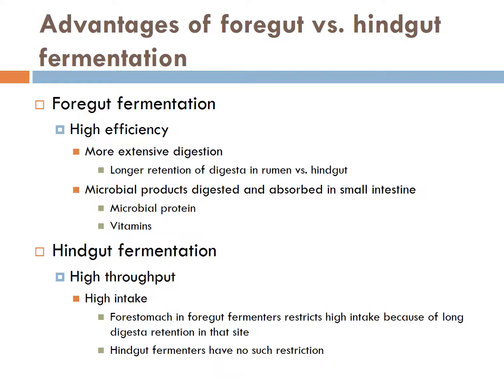In contrast, hindgut fermentation is a high throughput strategy. Hindgut fermenters are able to sustain high levels of intake. The forestomach in foregut fermenters restricts high intake because of long digesta retention in that site. The forestomach serves as a bottleneck. In ruminant nutrition, we talk about physical fill limiting intake. This is what we're referring to. The hindgut fermenters have no such restriction, and so they can sustain much higher levels of intake of poor quality forage.